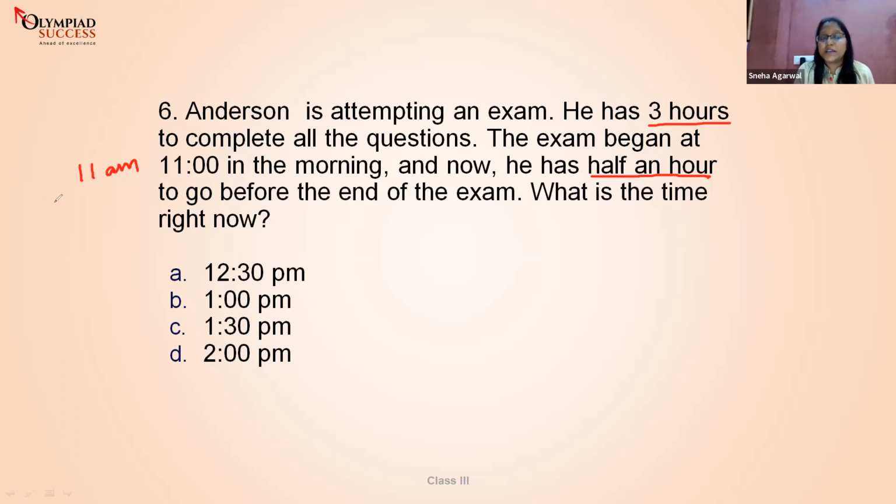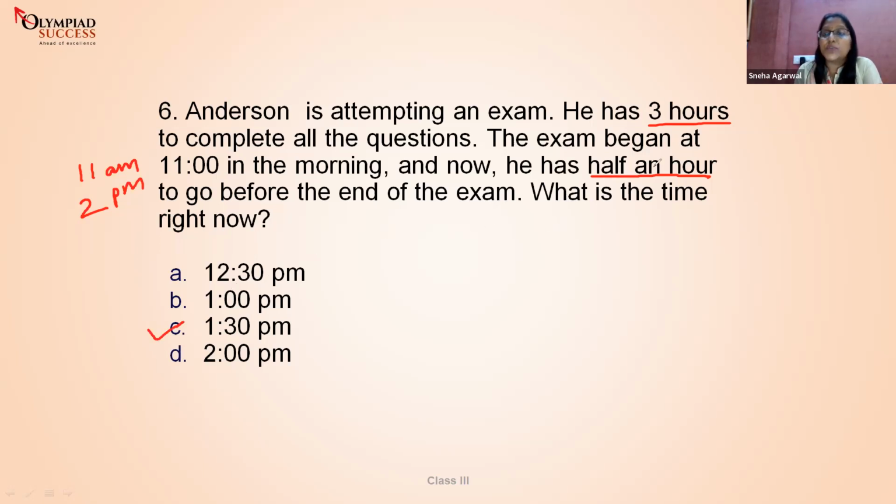The exam started at 11 a.m., and this will be a 3 hour exam. So the ending time will definitely be 2 p.m. Right? 11, then 12, 1, 2. So the ending time would be 2 p.m. Now they are telling you that he is still left with half an hour to end his exam. That means what time is going on? So 2 p.m. minus half an hour, which is 1:30 p.m. So this is very simple over here.